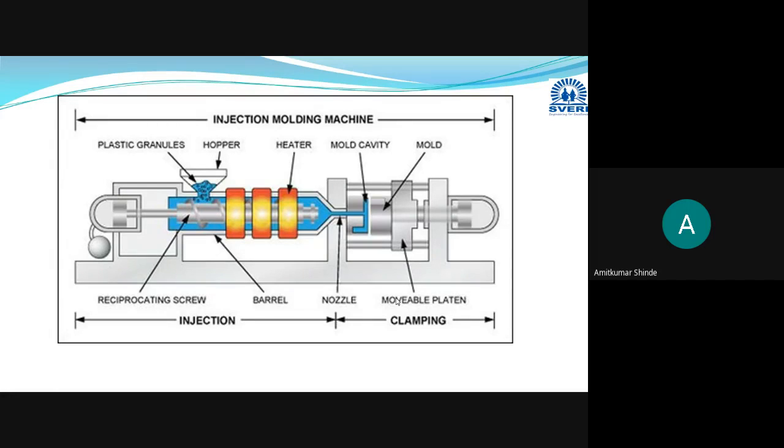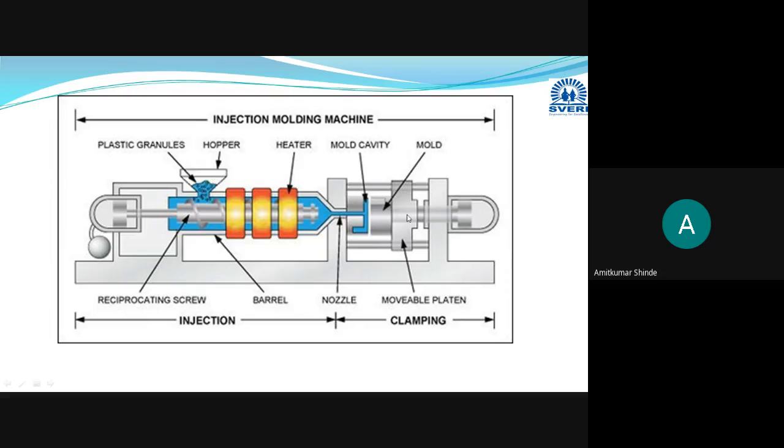When the mold size is small, simple clamping is required. And when the mold size is large, you have to provide some hydraulic or pneumatic arrangement or mechanism there. Okay, after this clamping, the second stage is the injection method.